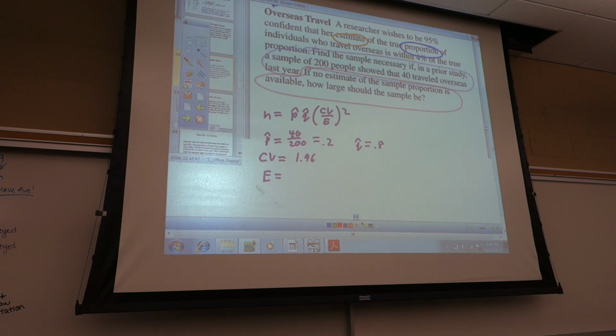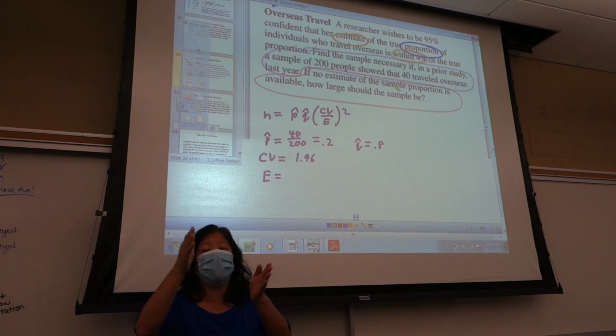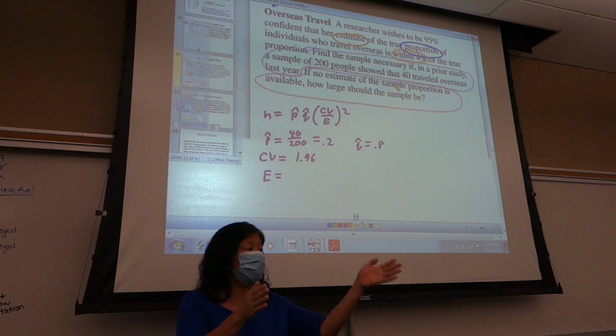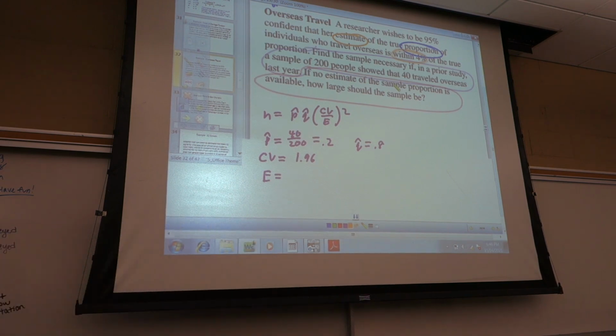You find your error when you find the word within. So within 4% means that that's my error. Remember, a guy says, I will guess your age within 3 years. Within 3 years, that's his error he's allowed. So you find within, you find your error. 4%, yep, 0.04.